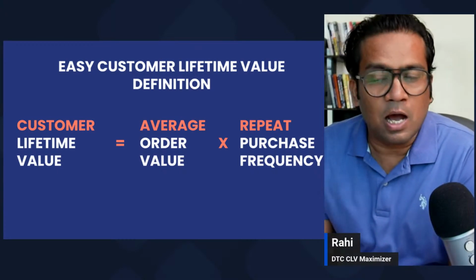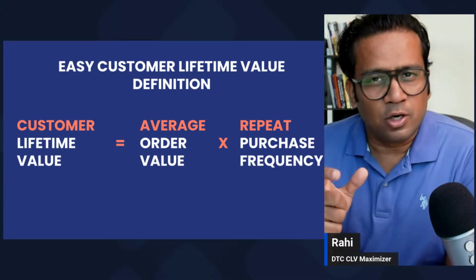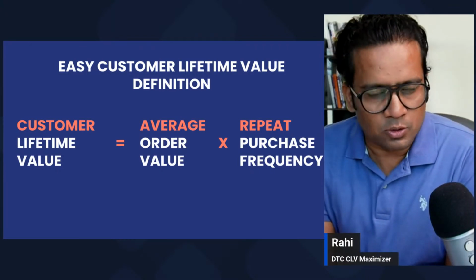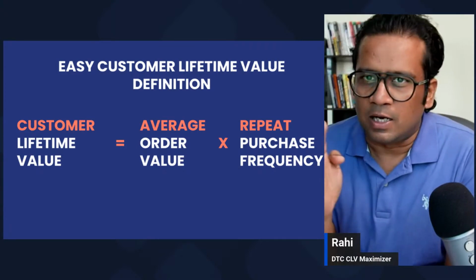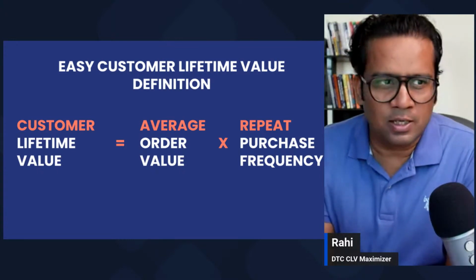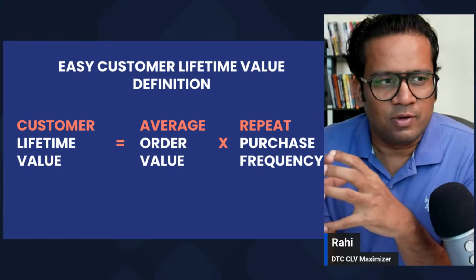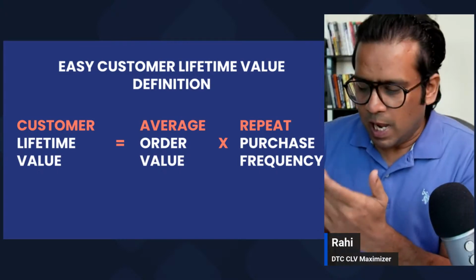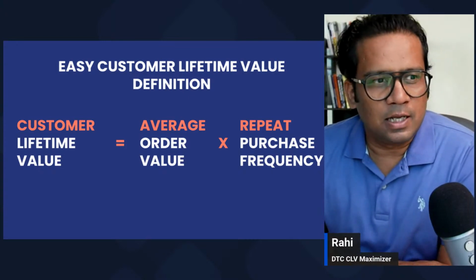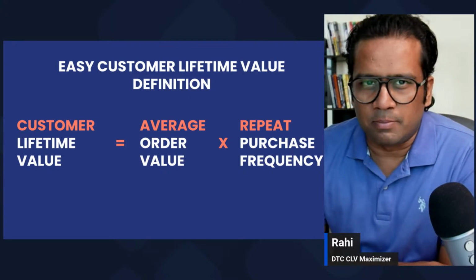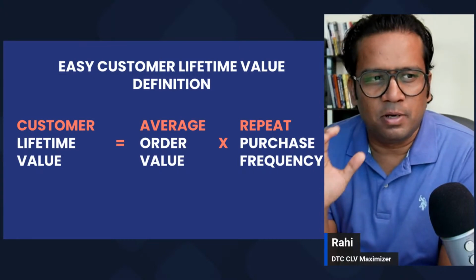In this case, we look at the customer and multiply average order value by repeat purchase frequency. So if your average order value is $50 and you know that people will buy 2 times in the next 6 months or a year, then 2 times 50 is 100, so your customer lifetime value is 100. That's the simplest model, and we don't recommend it because it's highly misleading and can be troublesome. But that's the simplest definition.